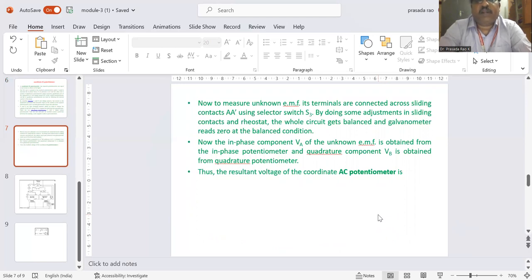To measure the unknown EMF, the terminals of the potentiometer A1 are connected across the sliding contacts A dash using the switch S3. By doing some adjustments in the sliding contacts and rheostat, the whole circuit gets balanced and the galvanometer reads zero at the balanced condition. Means you can balance the circuit by adjusting the sliding contacts and the rheostat, and by balancing it, you can now determine the unknown EMF at this balanced condition.